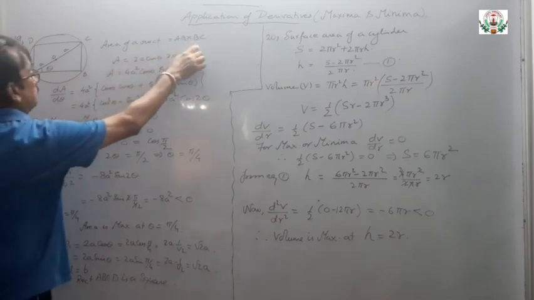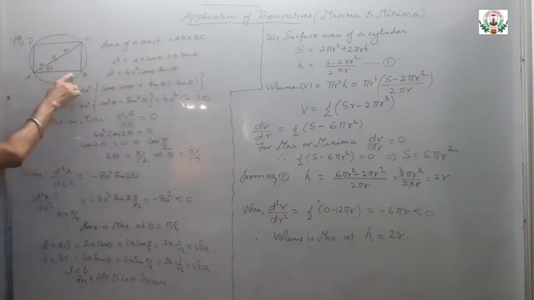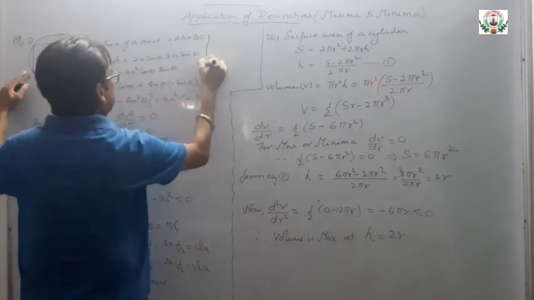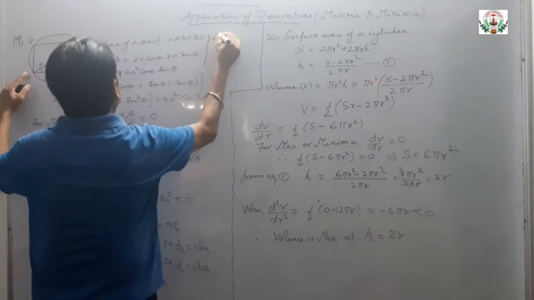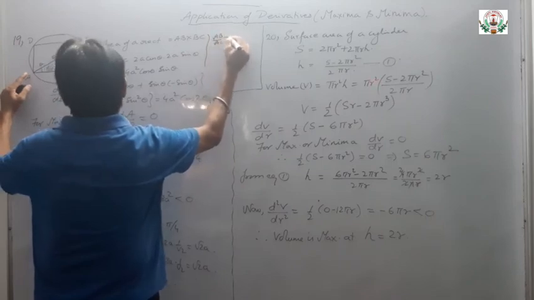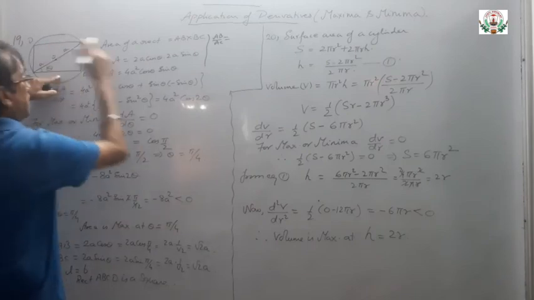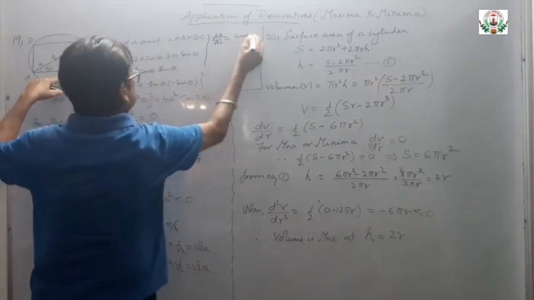So area is length into breadth. To calculate AB, how will we calculate AB? In this right angle triangle, AB upon AC, that is base upon hypotenuse, is cos theta.